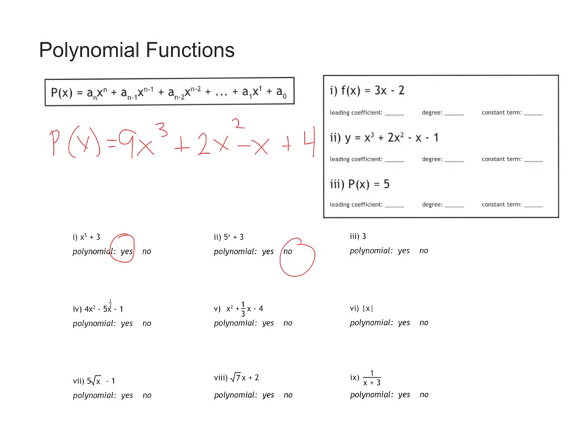The third one is just a 3. Yes or no? So we'll say that one's a yes. It's just the constant term. If it had an x, it's an x to the power of 0, which is just a 1, so you don't see it.